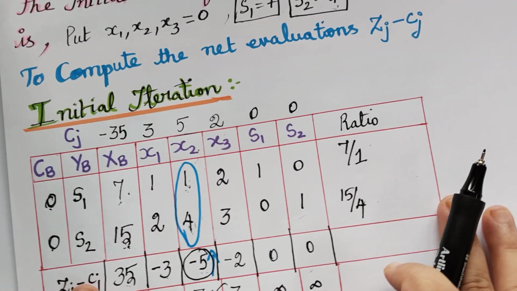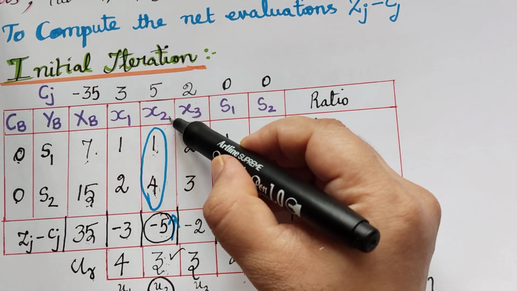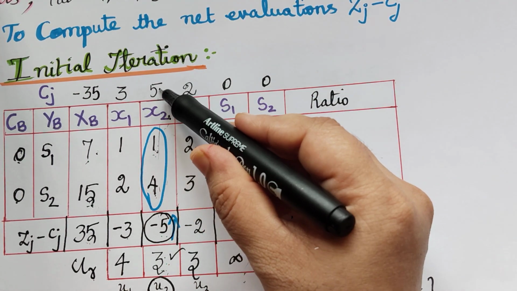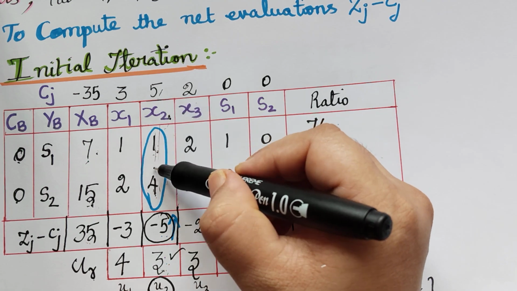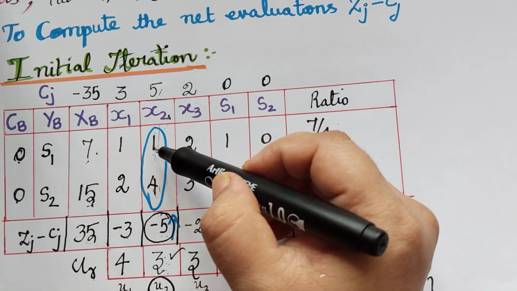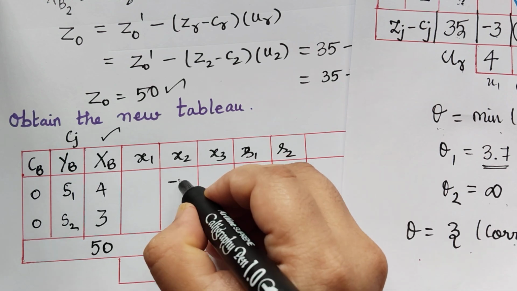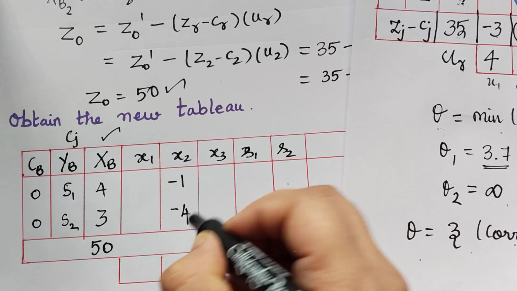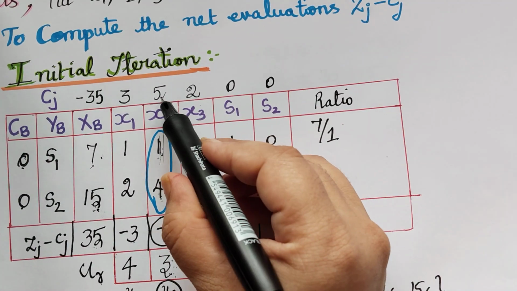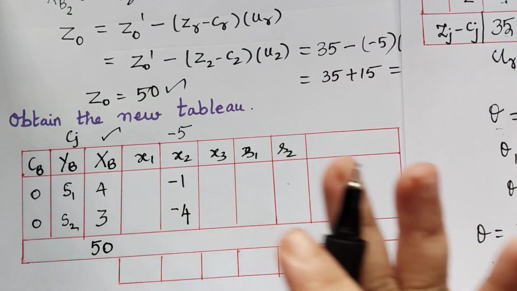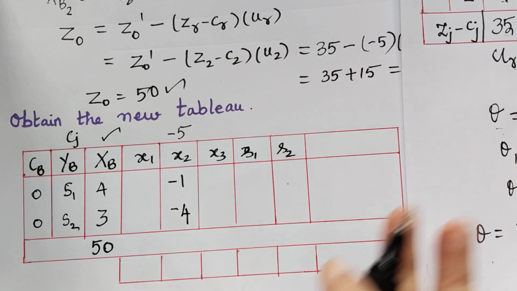Now what is the updated variable here? It is x2. So remember the updated column. This column has been updated. These values will be written with a negative sign. Now if you see here, you have 1, 4, and so here you will have minus 1, minus 4. And here also the updated value will be minus 5. That's all. These will be the updated changes.